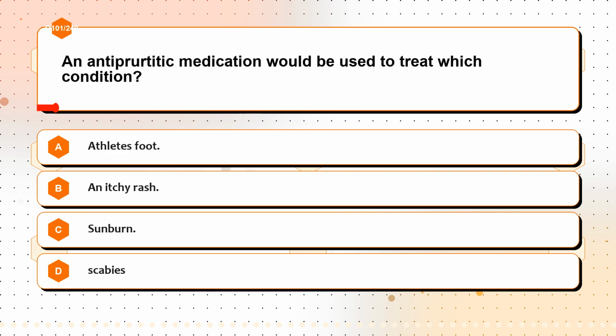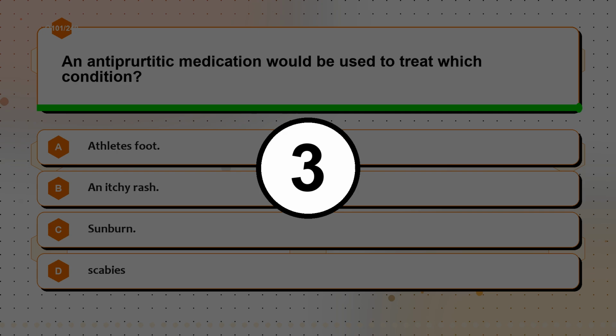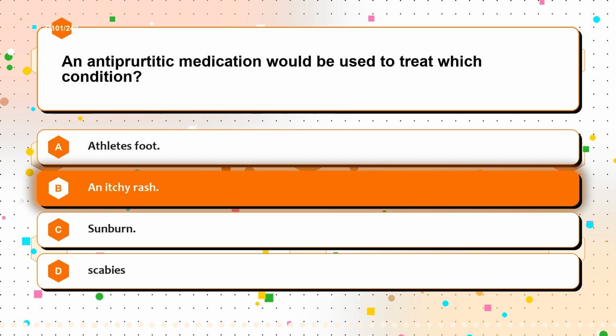Question 101. An antipruritic medication would be used to treat which condition? Here are the options. Option A, athlete's foot. Option B, an itchy rash. Option C, sunburn. Option D, scabies. The correct answer is option B, an itchy rash.